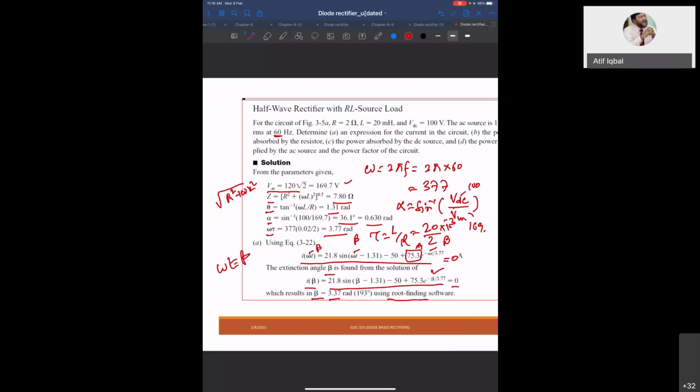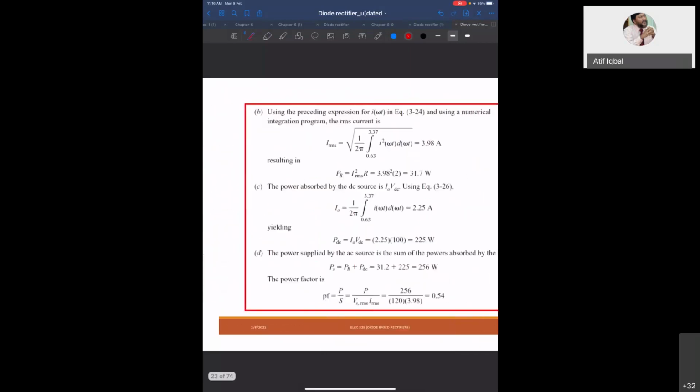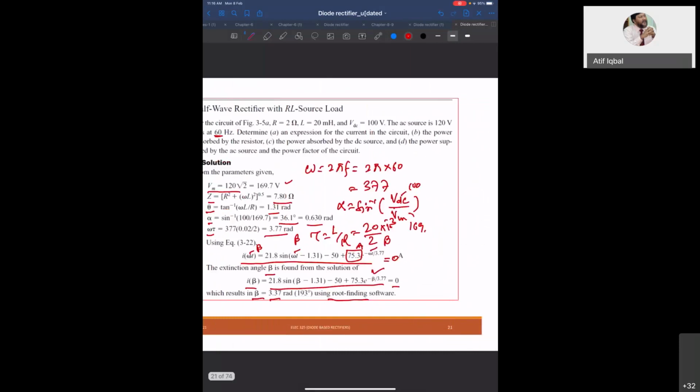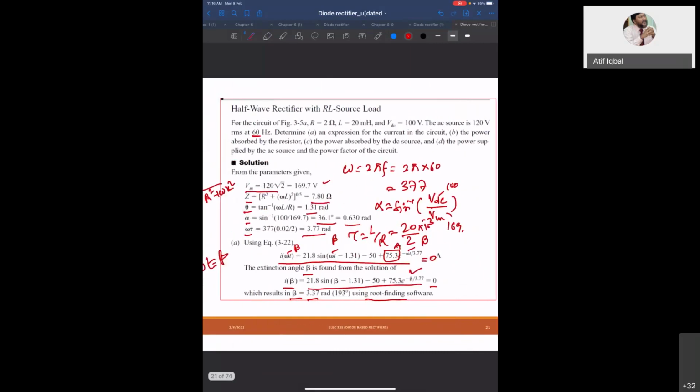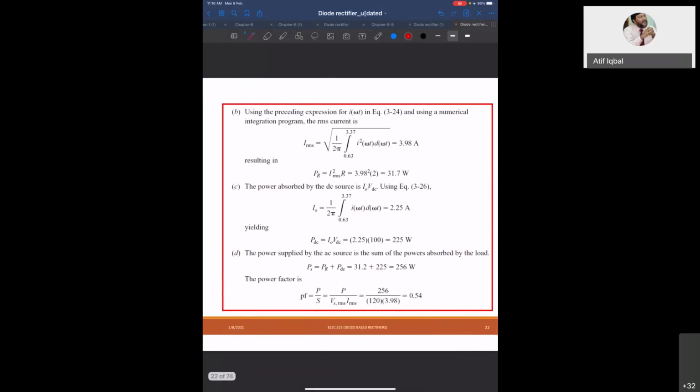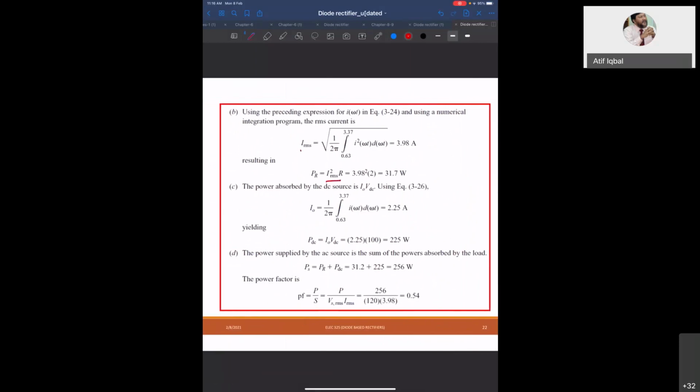So beta is obtained as 3.37, and then we have to find out the power absorbed by the resistance. The power absorbed by the resistance is I square into R. So you get the I RMS. Once again, the integration program is used to calculate the RMS value of the current, and from there you find the power loss. Then the power absorbed by the battery is I naught into VDC, and I naught is the average current, 1 by 2 pi from 0.63.